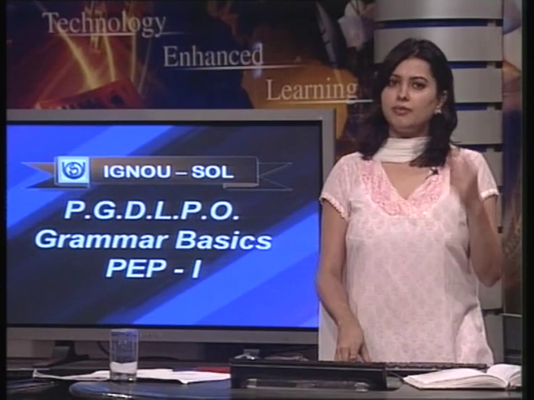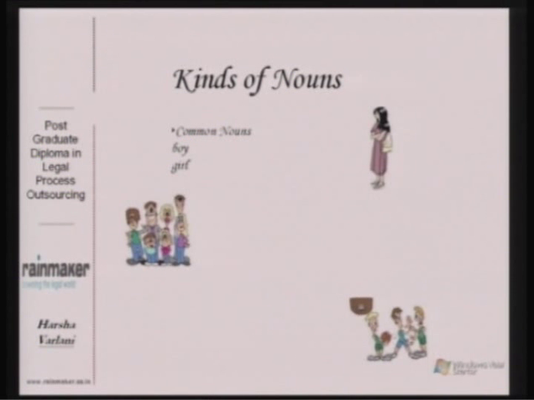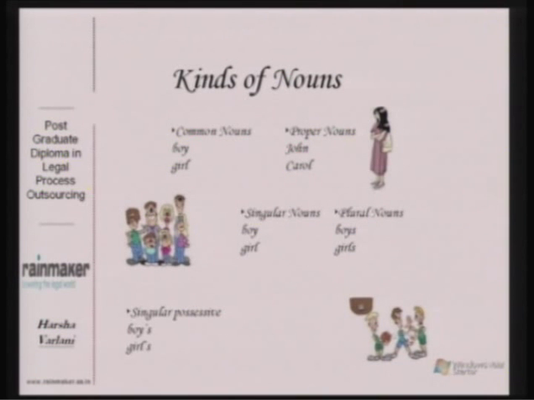Very importantly, we forget. What are the kinds of nouns that we have? We have common nouns: boy, girl, table, chair, door. We have proper nouns: John, Carol, Harsha, Tarini, Chakravarti, Ritvik. You have singular nouns and you have plural nouns. You have singular possessive and plural possessive.